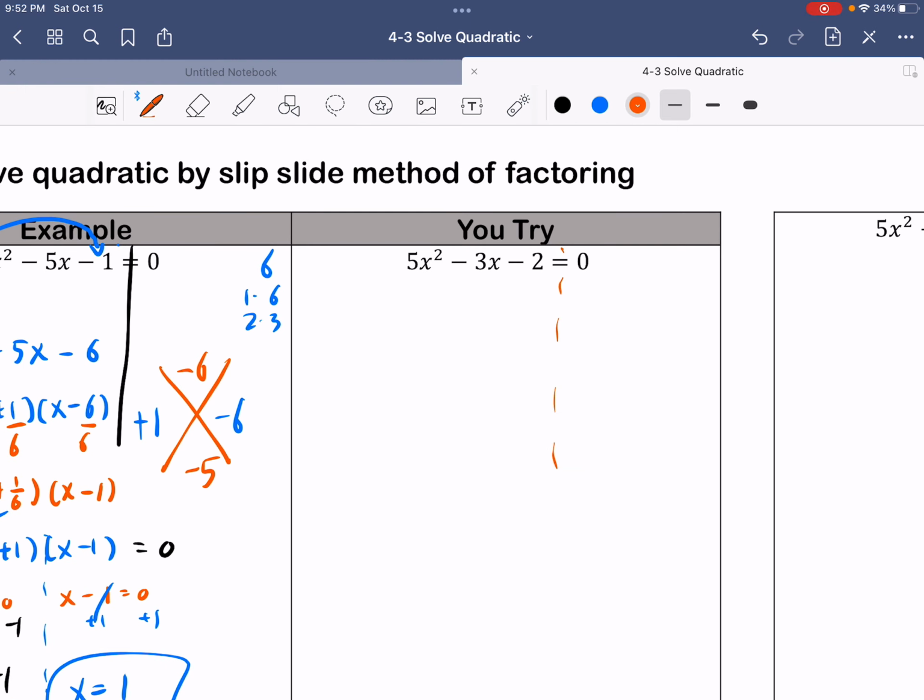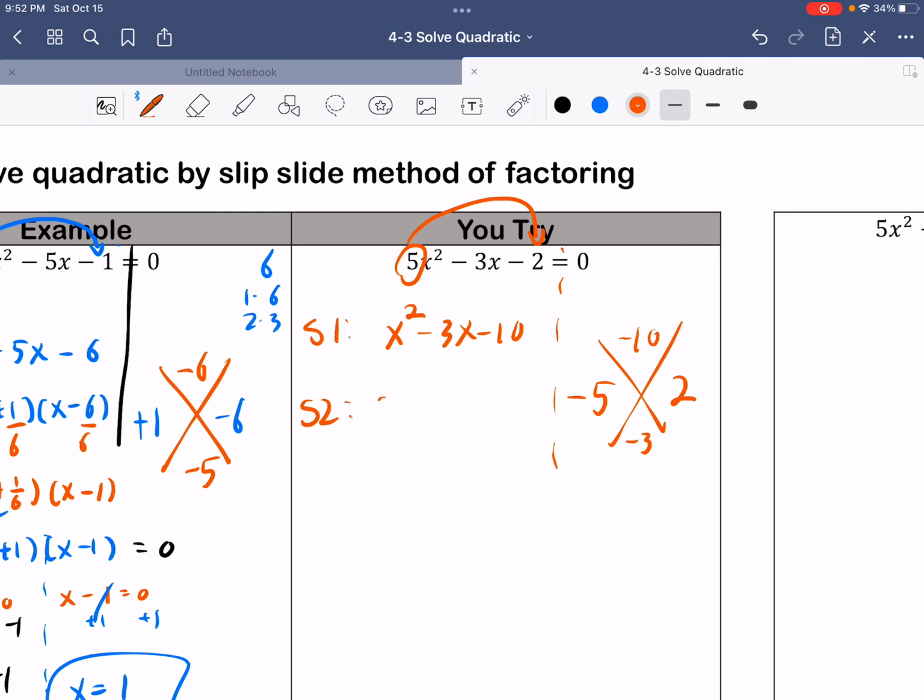So let's do this. Move 5 to the last number and then multiply. So you get x squared minus 3x minus 10. What can give you this? -5 and 2, and -5 plus 2 will give you -3. Bingo. That's step 1. So step 2.